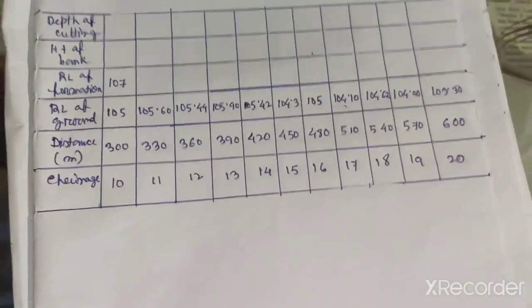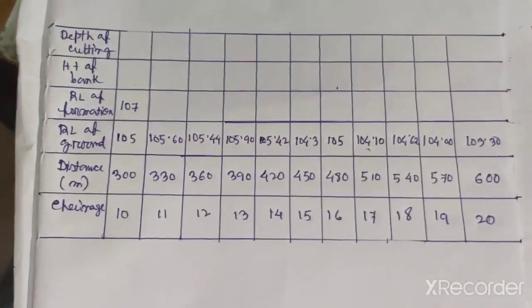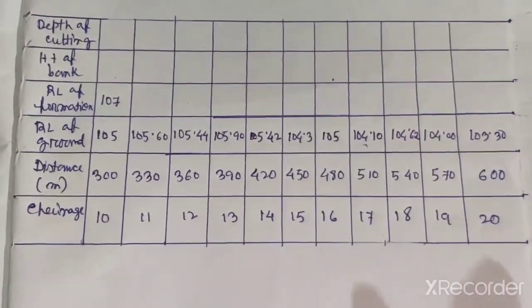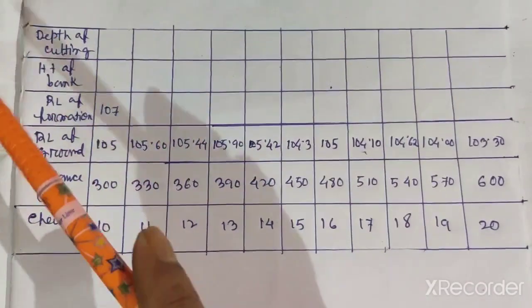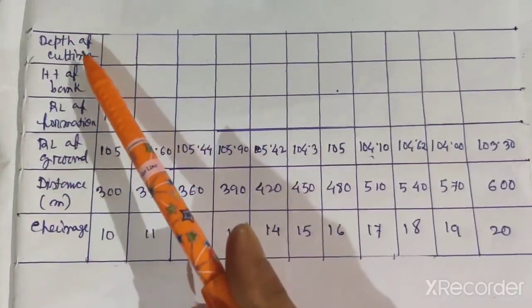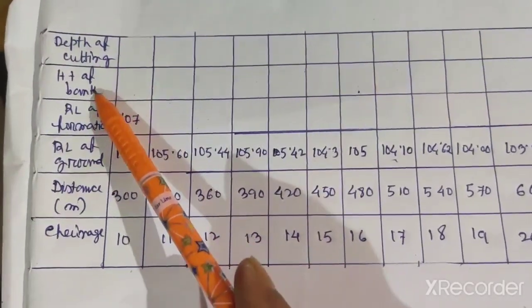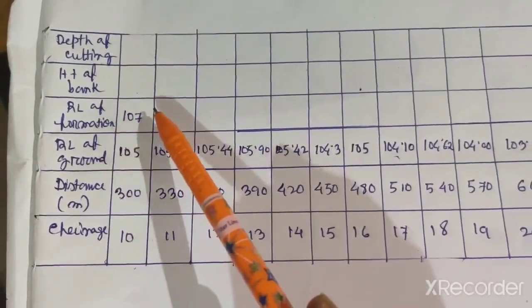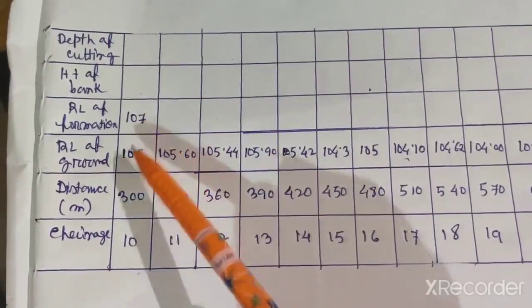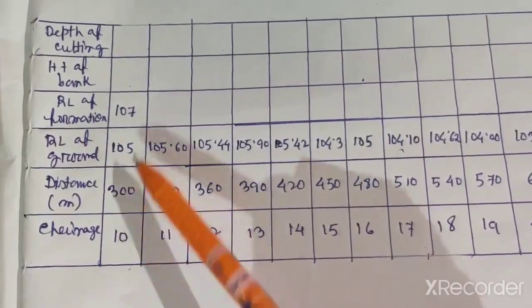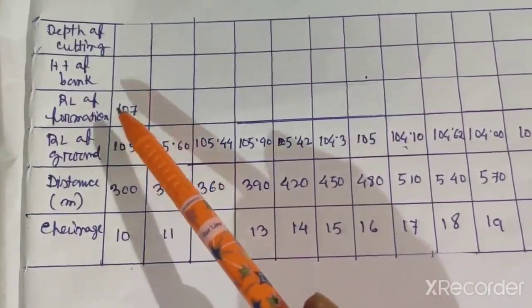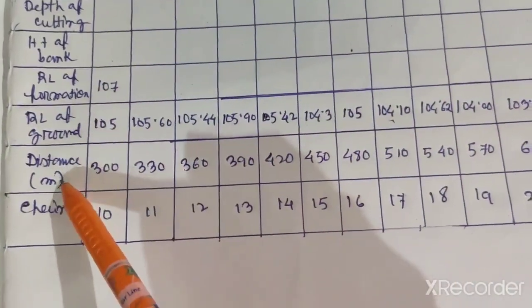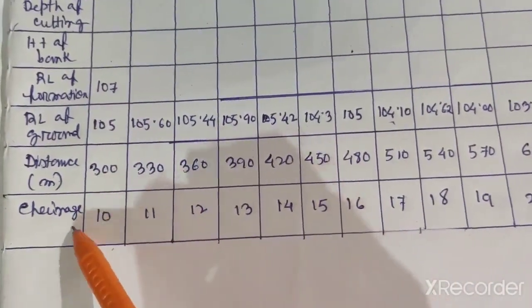So for that purpose, we have to prepare a chart like this one for calculation purpose. So here in this column, you can see depth of cutting, height of bank, RL of formation. At the very beginning point, RL of formation is given. So at the chainage of 10, RL of formation is given in the question. RL of ground, we already know, it is given in the question. Horizontal distance and chainage.